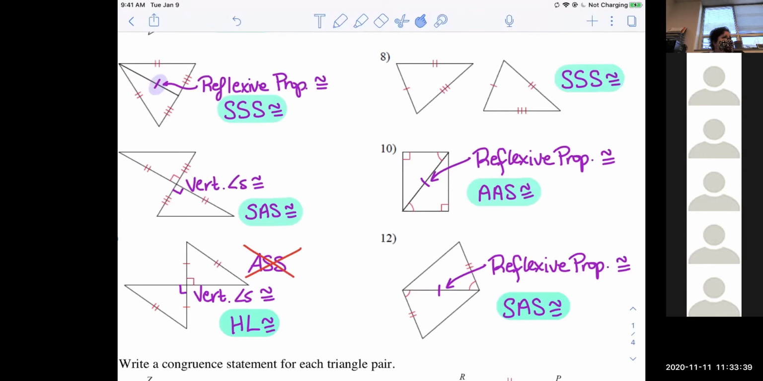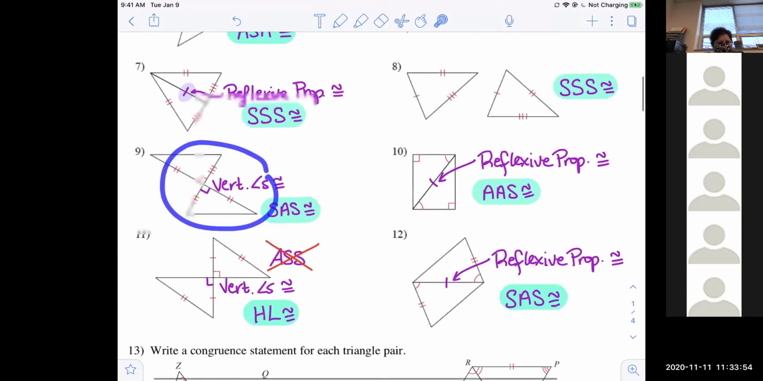Okay, remember that vertical angles will always be congruent, and if they're right angles, they're still congruent angles. So don't think that just because you have right angles that it's necessarily a hypotenuse leg. Right, number 9 is an example of one where you have right triangles, however, they're not congruent by HL, they're congruent by side angle side.